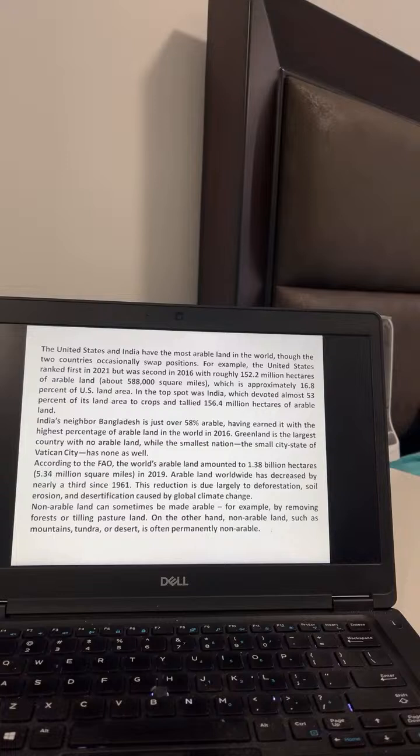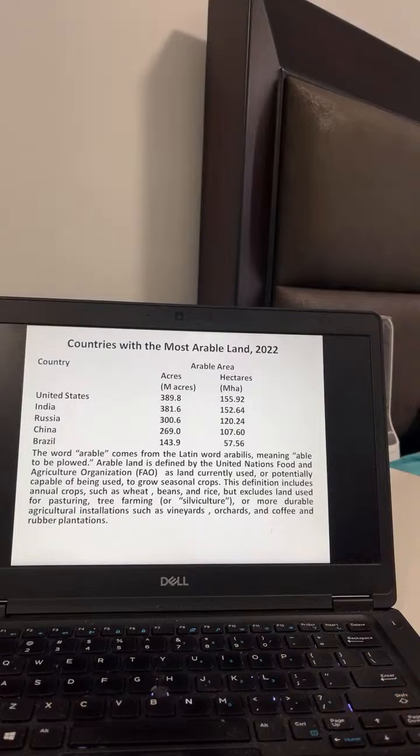Non-arable land can sometimes be made arable, for example, by removing forest or tilling pasture land. On the other hand, non-arable land such as mountains, tundra, or desert is often permanently non-arable. In the countries with the most arable land in 2022, only 5 are considered. The word arable comes from the Latin word arabilis, meaning able to be plowed.